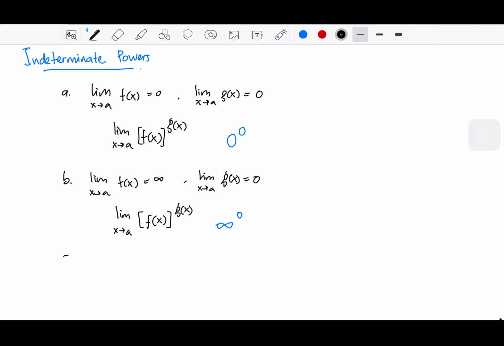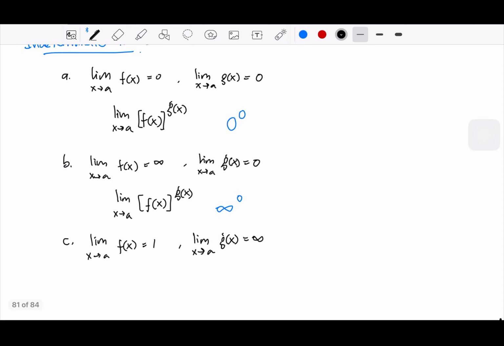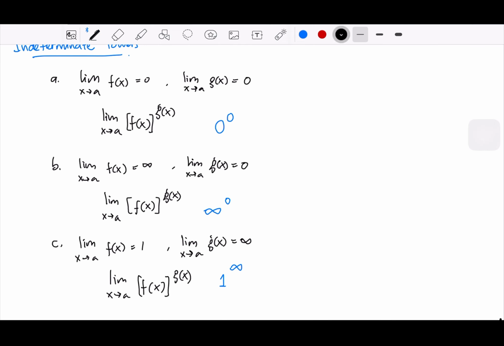Okay, the last one is when we have 1 with power of infinity. This is also indeterminate. But there is an exception. All are indeterminate forms except the 0 with power of infinity.